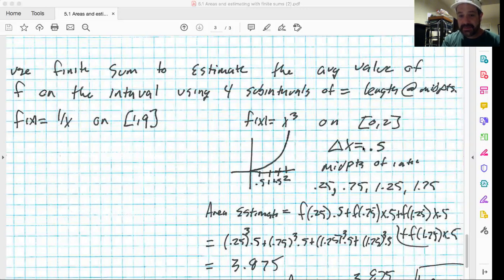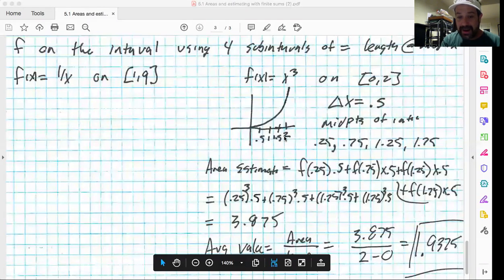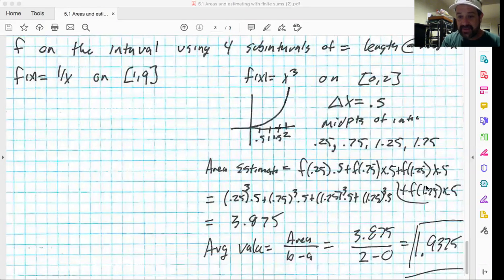If we're using midpoints here, we're going to be going from 0 to 1/2, 1/2 is our width, then 1/2 to 1, then 1 to 1.5, and then 1.5 to 2. But because we're using the midpoints, we want to go halfway between 0 and 1/2, which is 1/4, which is what we have right here. We want to go halfway between 1/2 and 1, which is 0.75. That's what we're applying the function to find the height right there. Halfway between 1 and 1.5, that's 1.25. That's what we see right here. And then finally, halfway between 1.5 and 2 is 1.75. That's what we have right here.